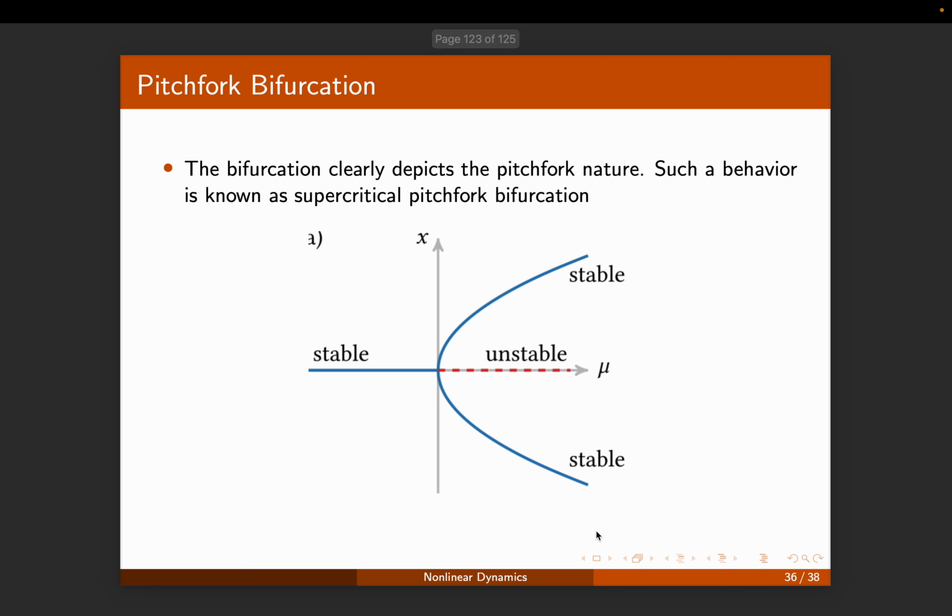So in the picture we can see how this bifurcation works from the pictorial point of view. So this kind of bifurcation, we clearly call it pitchfork bifurcation. It looks like a pitchfork, and this kind of behavior is called supercritical pitchfork bifurcation.